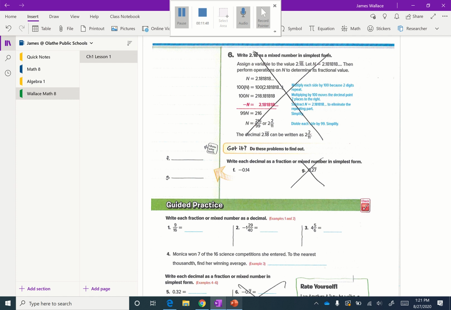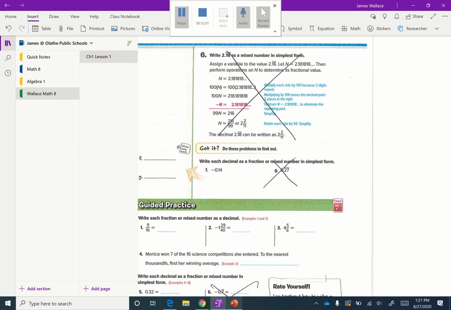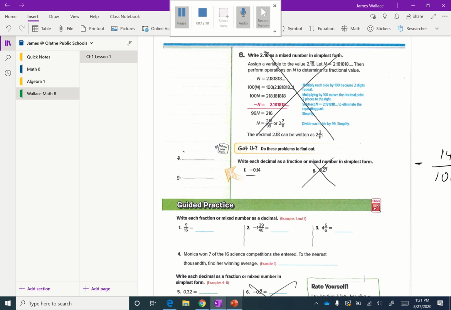Our last example together in this video: write each decimal as a fraction or mixed number in simplest form. So negative 0.14, which would also be negative 14 hundredths. Obviously, that's the easy way to say it, is 14 hundredths. So that 100 makes it really simple for you. And then don't forget your negative. So you have negative 14 over 100, and that's going to be what you would write here in F. So negative 14 hundredths.